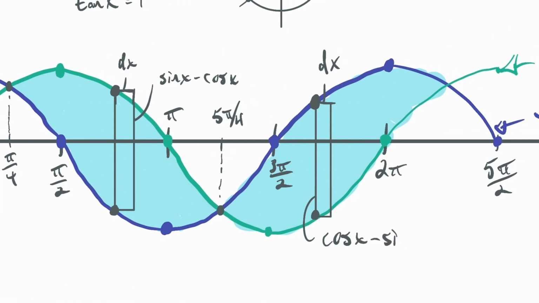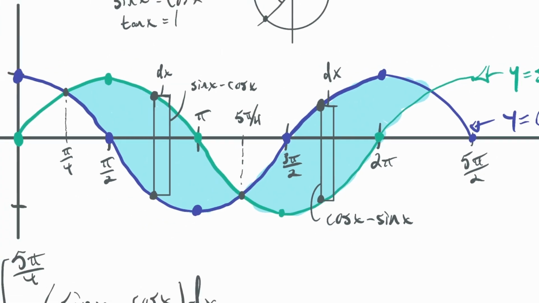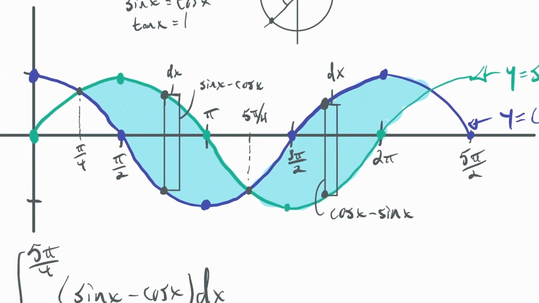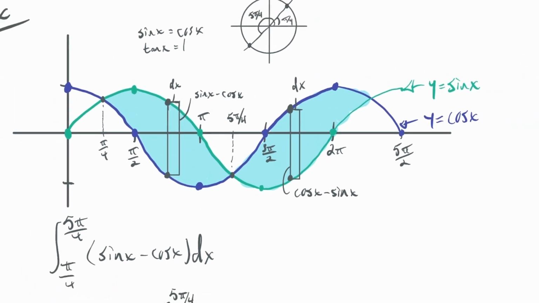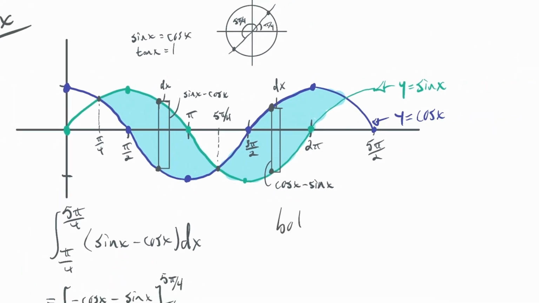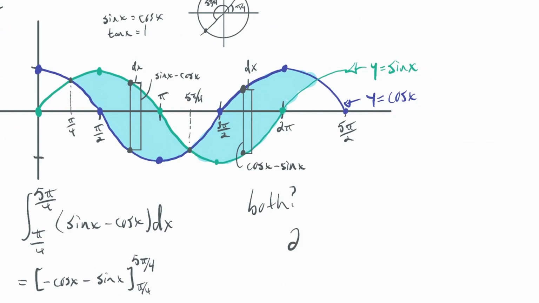So if you want to build that integral, well, you got to switch it around, right? Now you're probably thinking, why are you doing that? Why are you making things difficult? So half of you are probably saying, why don't we just double the area we already found, right? Because it's symmetrical, it's a mirror image. So if we wanted both of them, well, I would just do 2 times the integral from pi over 4 to 5 pi over 4 of sine x minus cosine x dx.